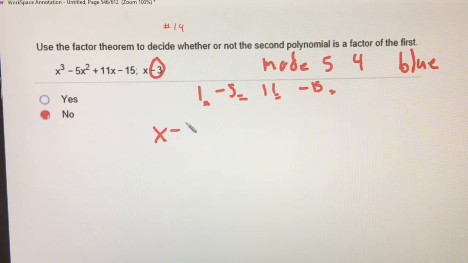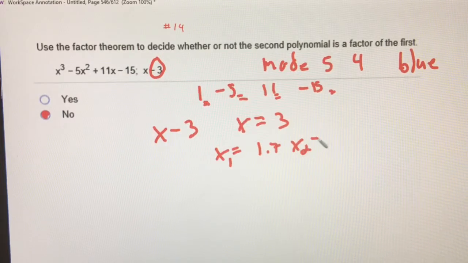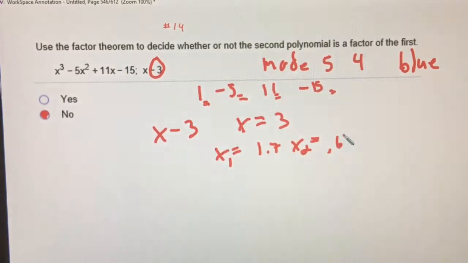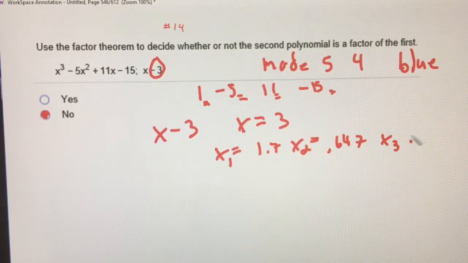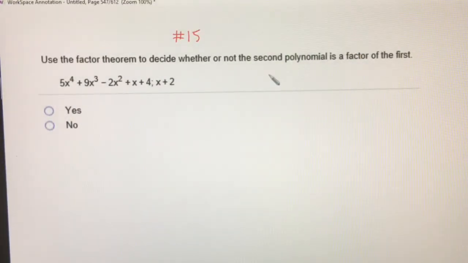Notice, if the factor is x minus 3, you're looking for x equals 3 as a solution. And I got x equals 1.7. X sub 2 equals 0.647. X sub 3 equals 0.647 again. So the answer is no. X to the fourth wants to know if this is a factor of that equation. I'm going to look to see if x equals -2 is a 0.